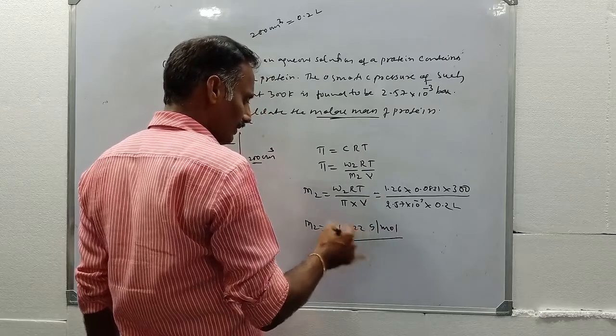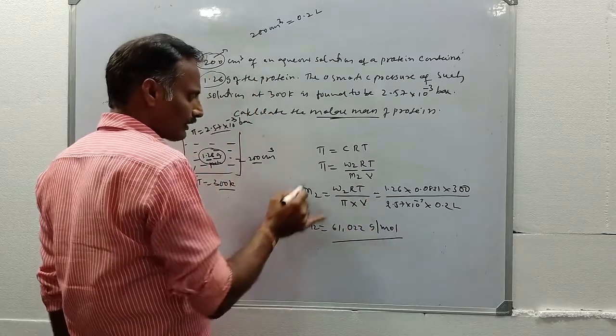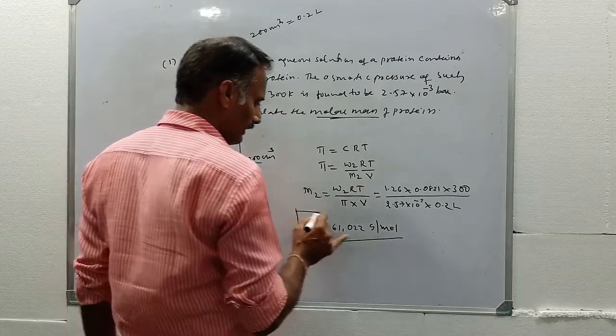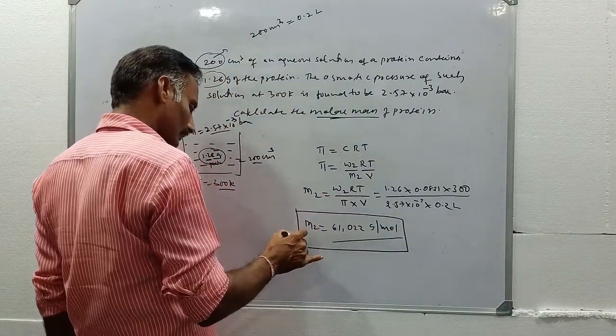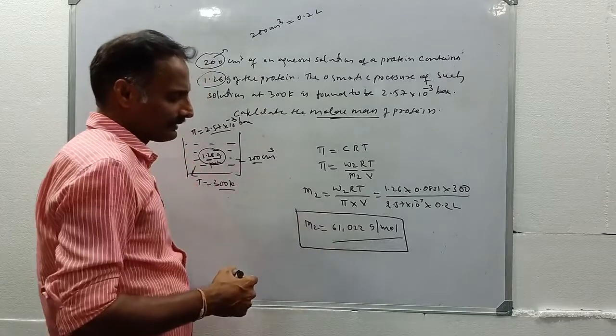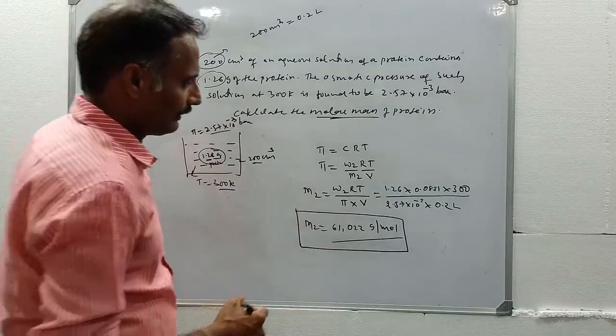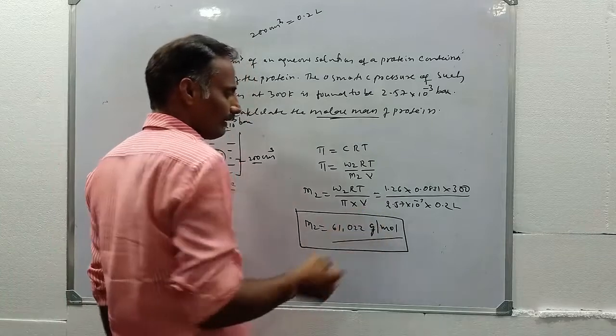Proteins have higher mass, and osmotic pressure is the best method to calculate the molecular mass of proteins and biomolecules. Okay, this is in gram per mole.